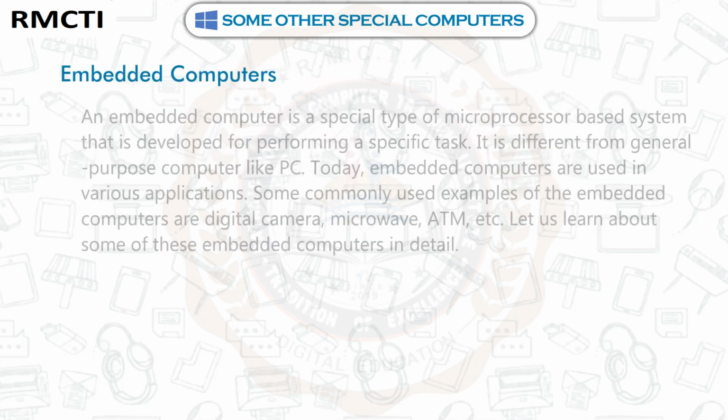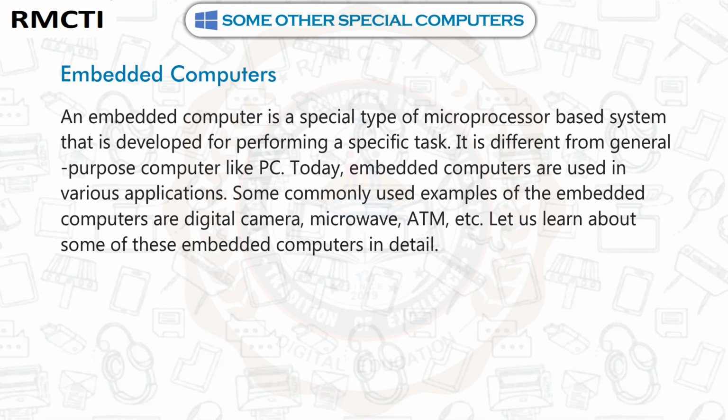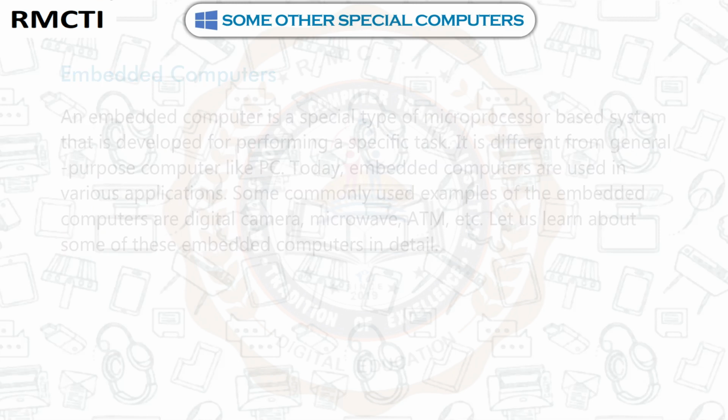Embedded computers. An embedded computer is a special type of microprocessor-based system that is developed for performing a specific task. It is different from a general-purpose computer like a PC. Today, embedded computers are used in various applications. Some commonly used examples of embedded computers are digital camera, microwave, ATM, etc. Let us learn about some of these embedded computers in detail.